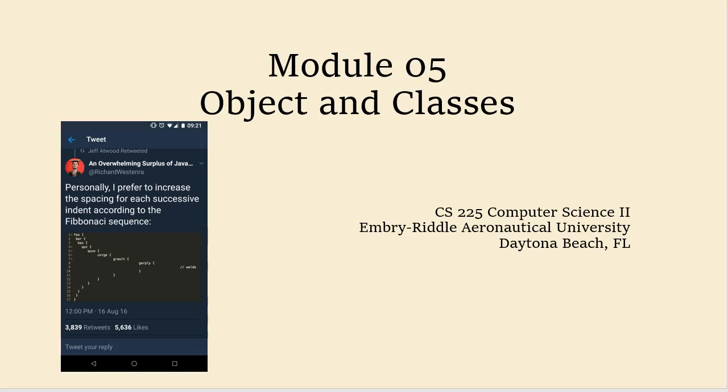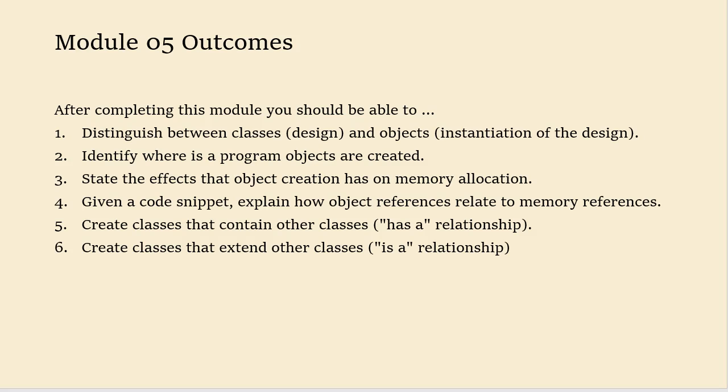Here's the first lecture about Module 5, Objects and Classes. We'll talk more about these in Module 6 also. So here are the outcomes. As always, when you're done with this module, go back and make sure you understand these outcomes.